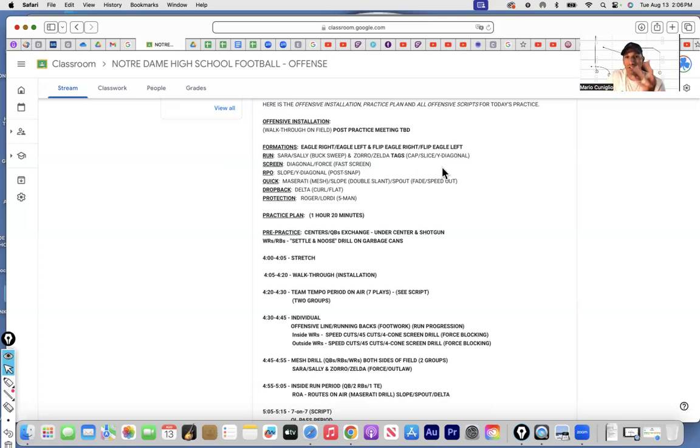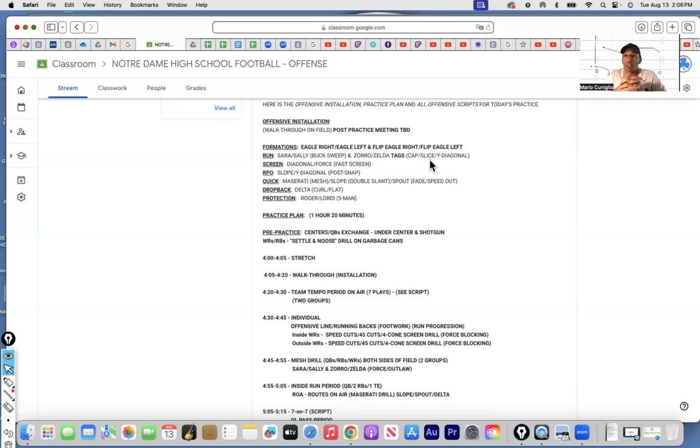That's Cap. Slice is he's going to do the same thing, except now he's not going to block that C-gap defender. He's going to avoid him, kind of like a bluff, and then he's going to go out and run his diagonal. So if he's slicing, that means the run is going, and it looks like Cap, but he's going to avoid and run his diagonal route at about 3 yards.